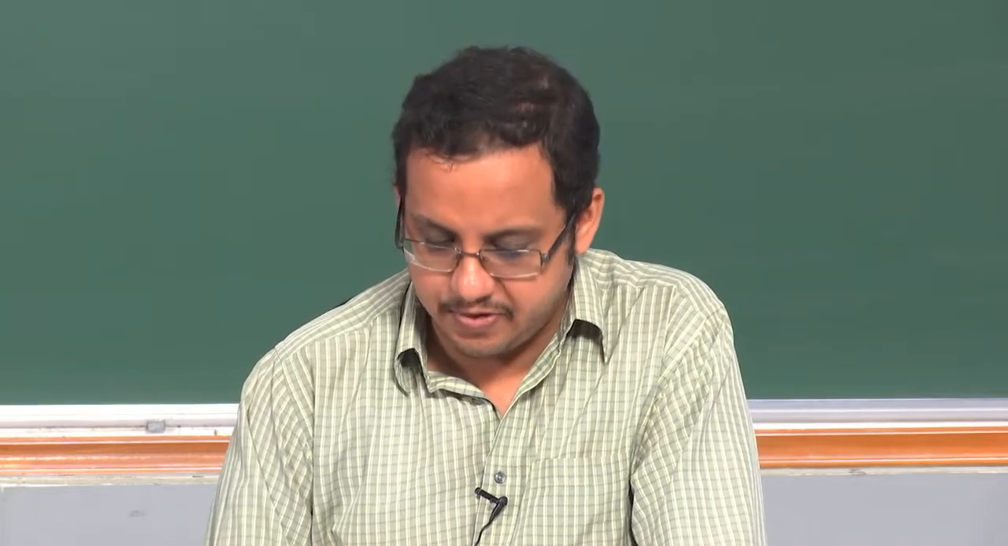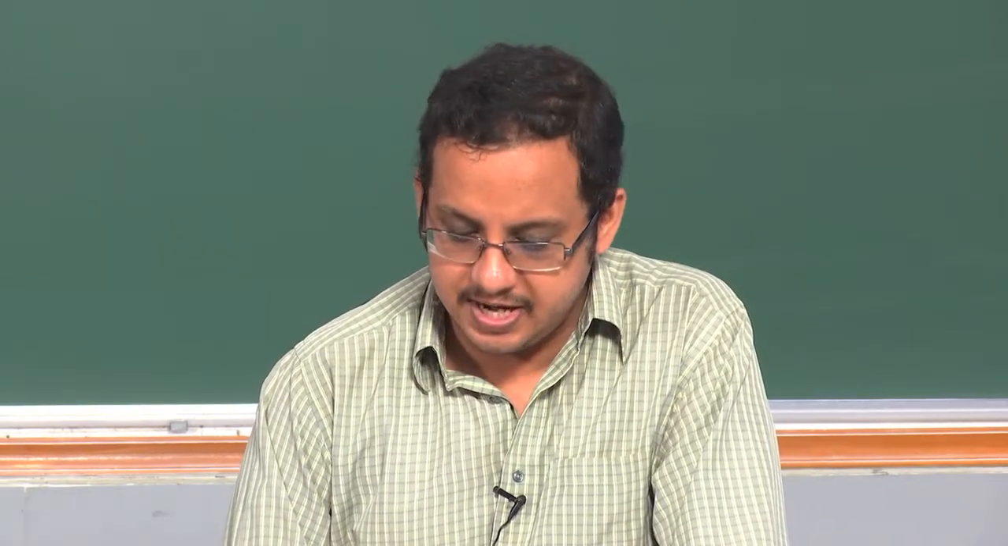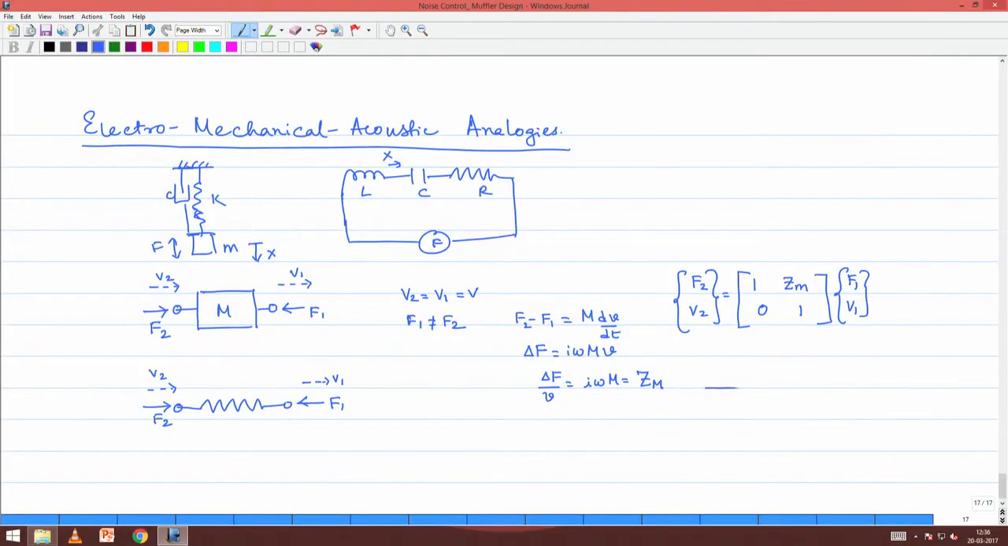Now, how do you make an equivalent circuit for this? The equivalent circuit will be exactly this Zm in line, and we have a ground line. If this potential is F2 and this potential is F1 and the current flowing is V, which is equal to V2 is equal to V1, then F2 minus F1 is exactly V times Zm.